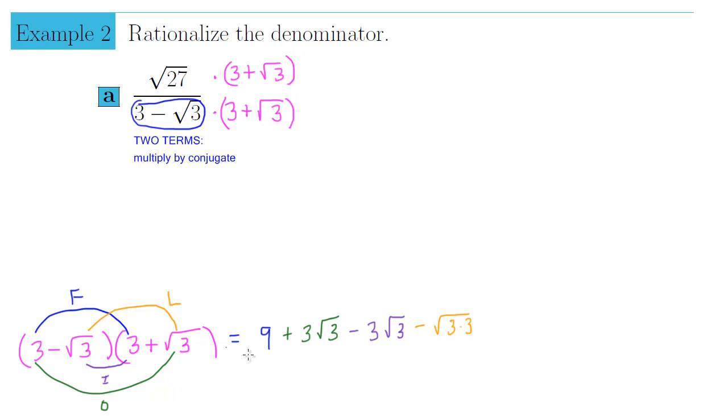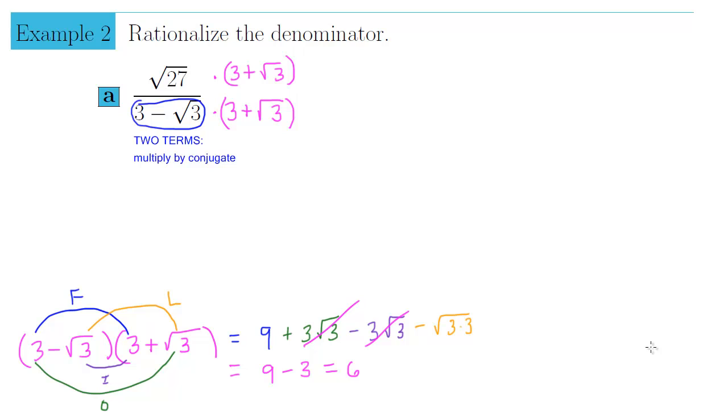If we do some simplifications here, well, there's not much we can do with the 9, but this 3 root 3 and this minus 3 root 3 are going to cancel to 0. And then the square root here is going to take the pair of factors of 3 and give you a single factor of 3 back. Which means altogether on the bottom we're just left with 6.